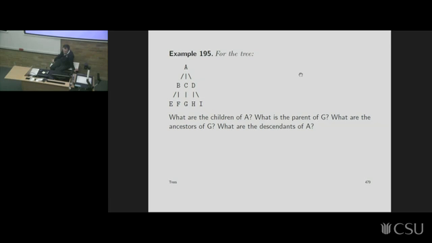What's the parent of G? C. What are the ancestors of G? A and C. So an ancestor is a parent or parents of, etc. So parents of, recursively. What are the descendants of A? Everything else. Okay, everything else: B, C, D, E, F, G, H, I. Good job, David. Everything else would have been sufficient.